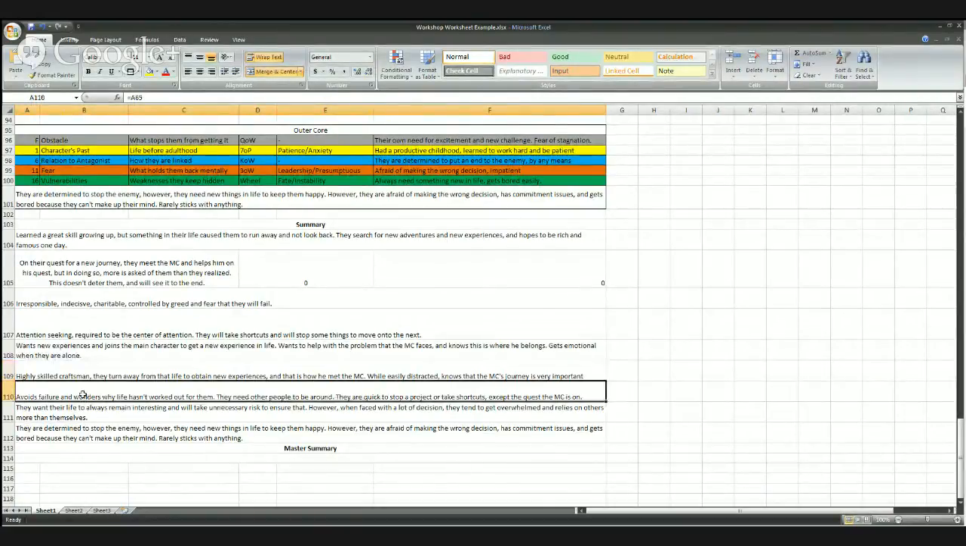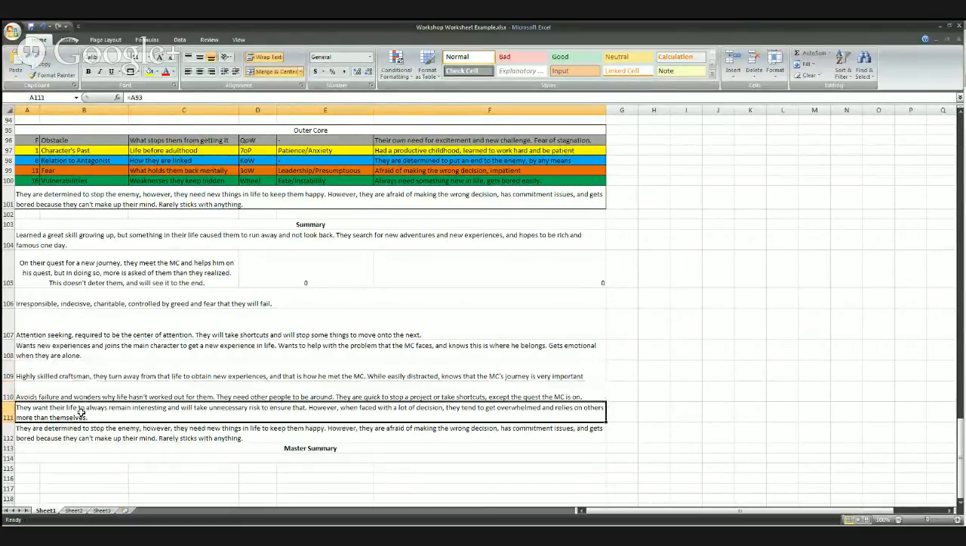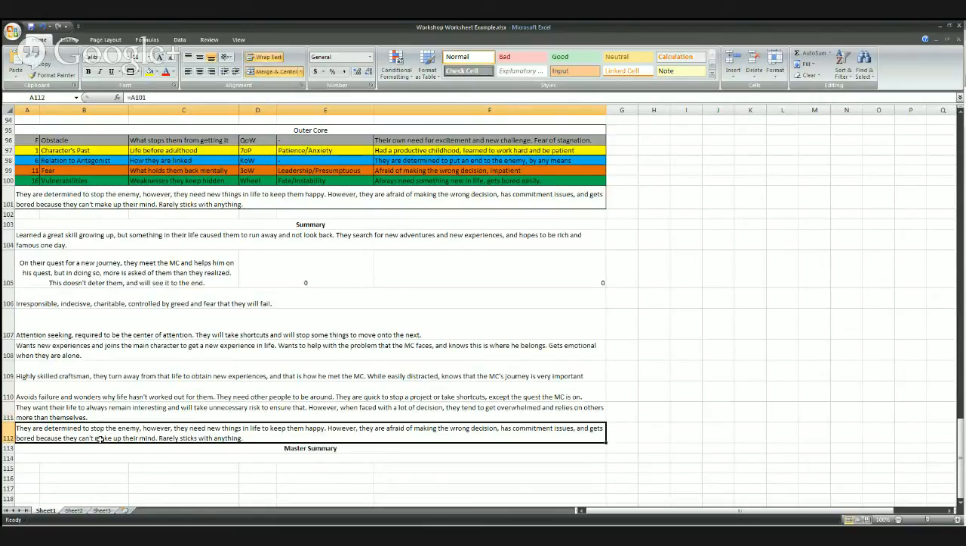Avoids failures and wonders why life hasn't worked out for them. They need others to be around. They want their lives to always remain interesting and will take unnecessary risks to ensure that. However, when they're faced with a lot of decisions, they get overwhelmed and rely on others more than themselves, and they're determined to stop the enemy. However, they need new things in life to keep them happy. They are afraid of making the wrong decisions, have commitment issues, and get bored because they can't make up their mind. Rarely sticks to anything.